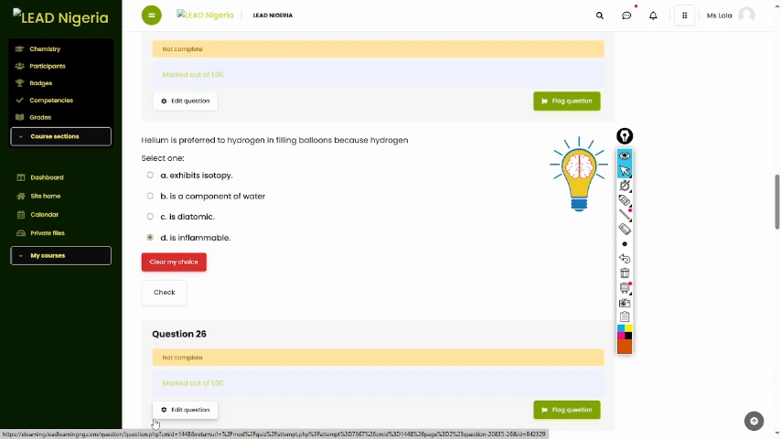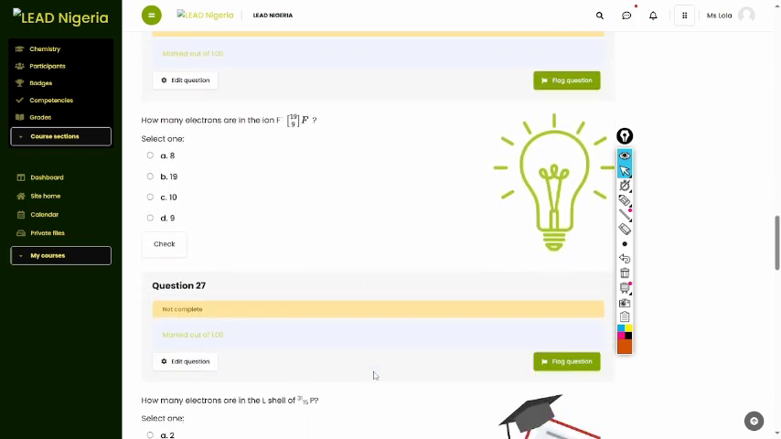It's unreactive, so it's easy for helium to be used in filling balloons because we don't have any adverse effect to that. But hydrogen is a very reactive element, so if hydrogen is used in balloons in the air, it can combine with oxygen, it can combust with oxygen, and then we have water. So the reason why we don't use hydrogen is because it's inflammable. All right, so the answer is D.